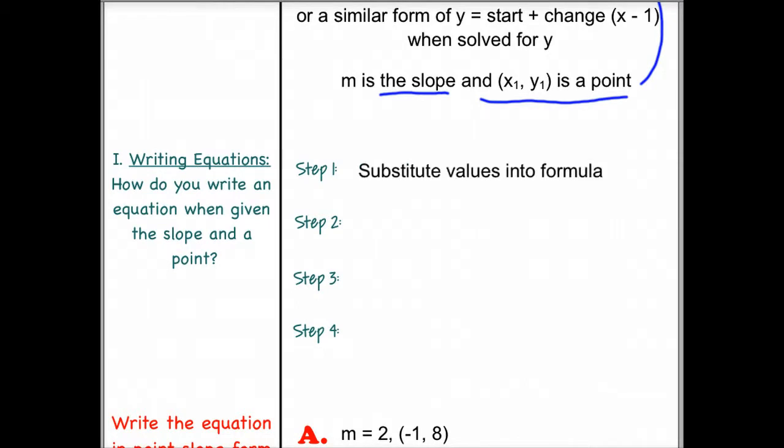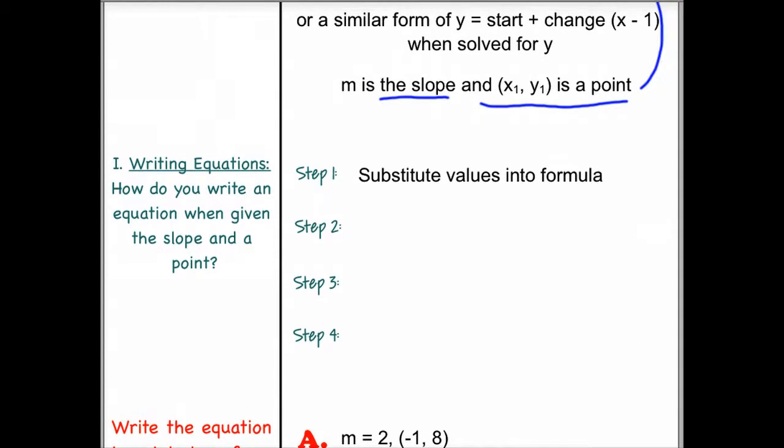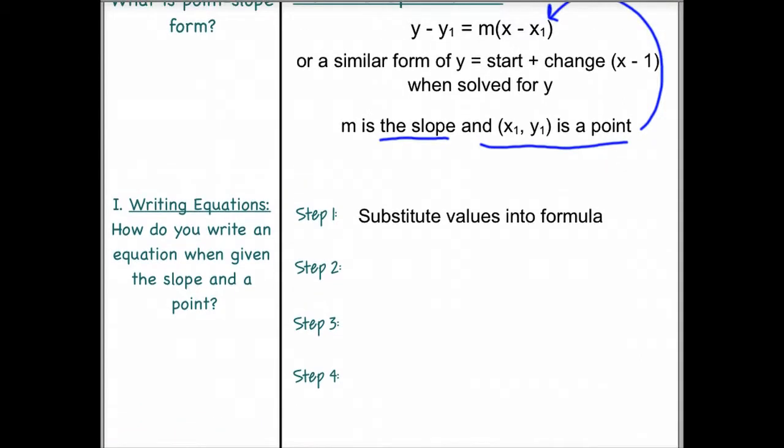So let's take a look at writing an equation when you're given a point and the slope. The first thing you do is you substitute the values into the formula. So if you'll look up top, we have x1 right here, and we have y1 here. That's our point down here in green. So when they give us a point, we're going to plug it into the equation. So we're going to substitute the values in.